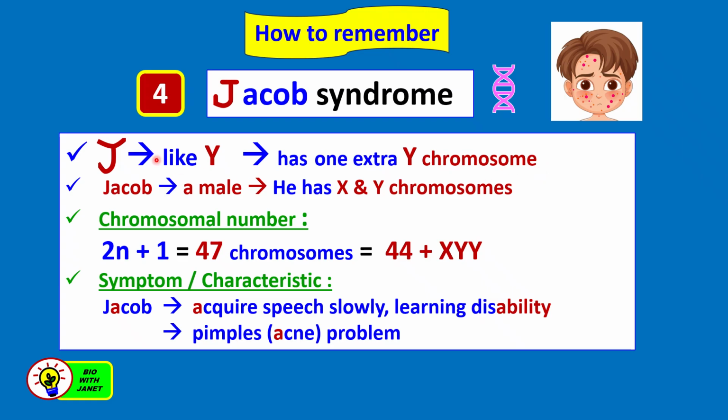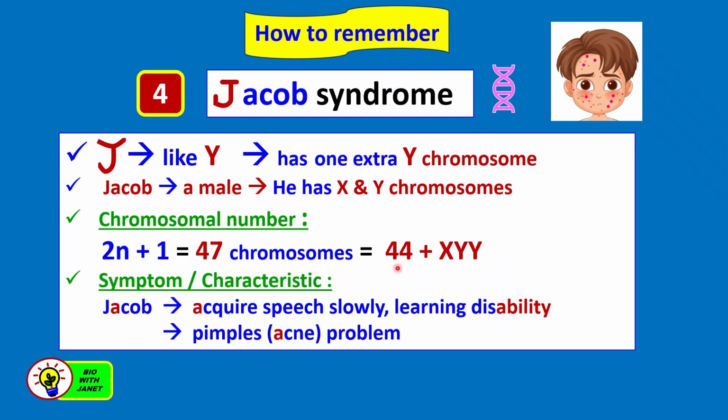So look at the letter J and think of it being depressed in the center, then you get the Y. Some fonts in our computer don't have the horizontal part on top. Now Jacob is the name of a male, right? So a Jacob syndrome child is a male, and he has X and Y chromosomes, right? So think of Jacob, male, so he must have X and Y chromosomes, but with an extra Y chromosome. So chromosomal number is 2n plus 1 equals 47 chromosomes, extra Y chromosome.